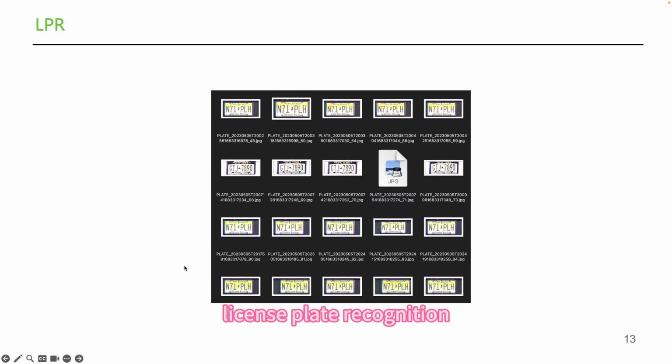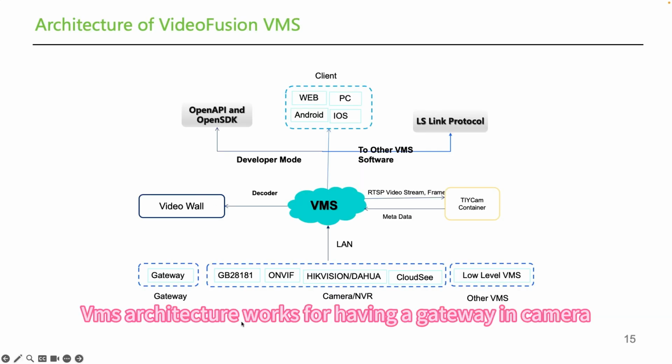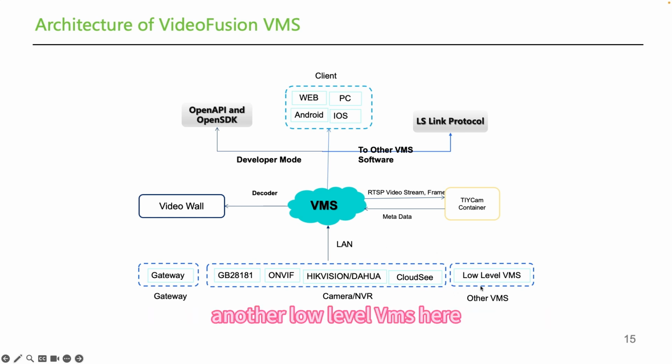License plate recognition, which is fairly self-explanatory. It recognizes license plates. And next we have VMS. Our VMS architecture works by having a gateway and camera, NVR, and other low-level VMS here, feeding data from the LAN to a VMS.